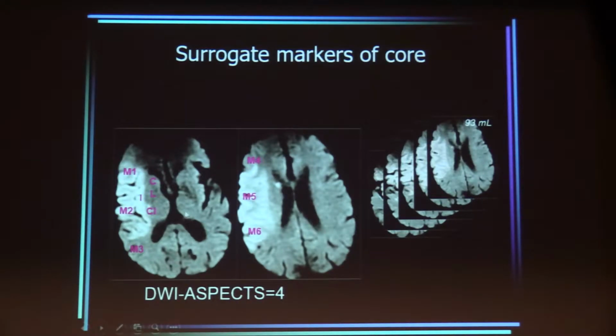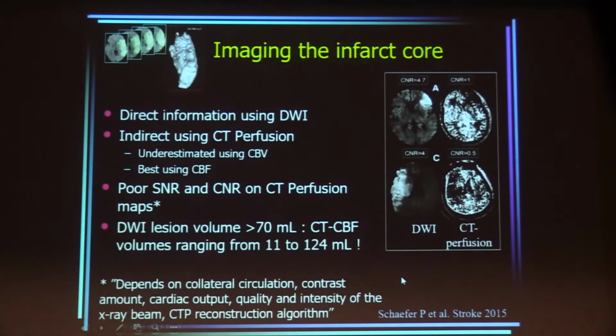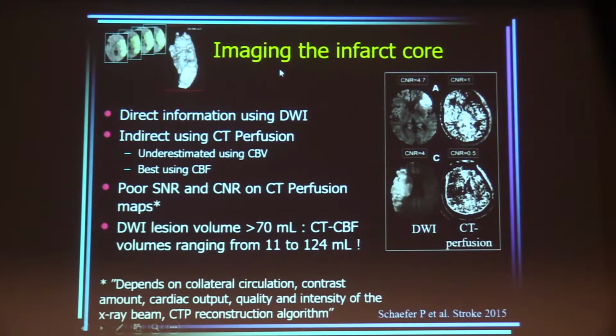So, for example, if you apply the scoring aspect to this patient, they will have an aspect score of 4, and there is some equivalence between the aspect score and the volume on diffusion. So that's one of the surrogate markers that you will see in all publications that are published currently.